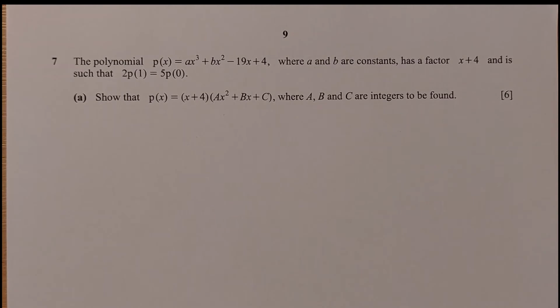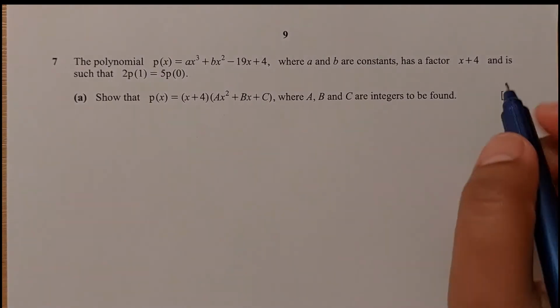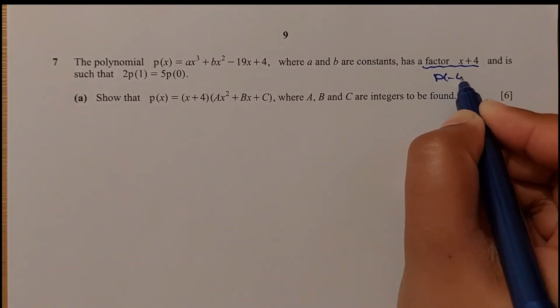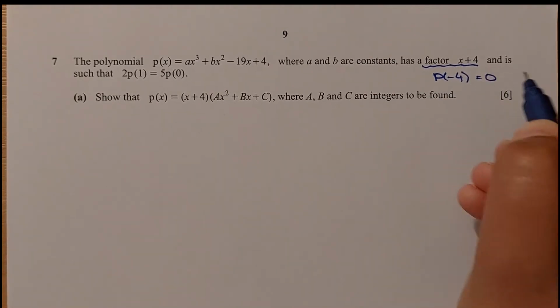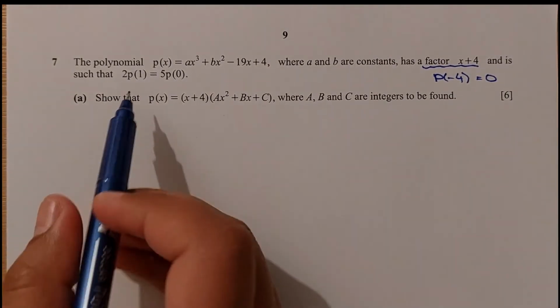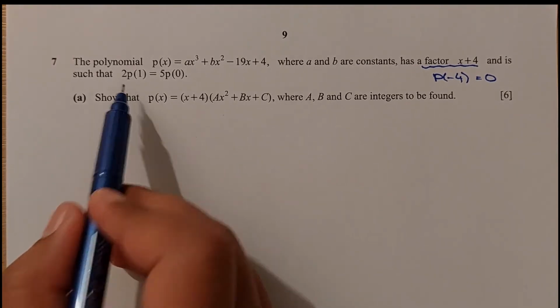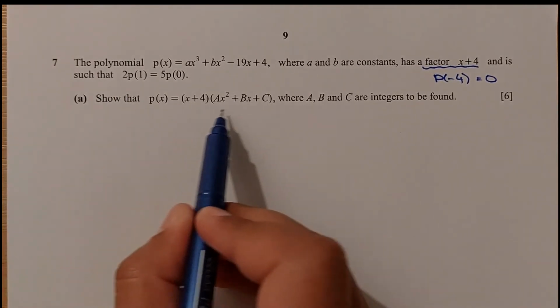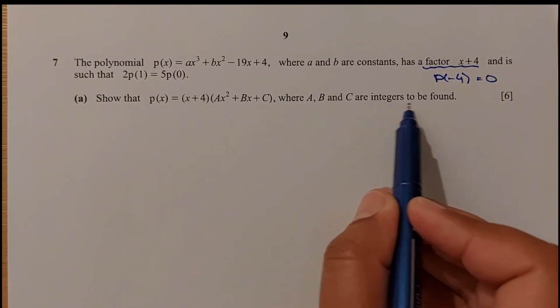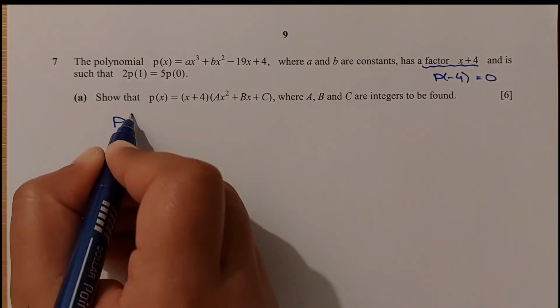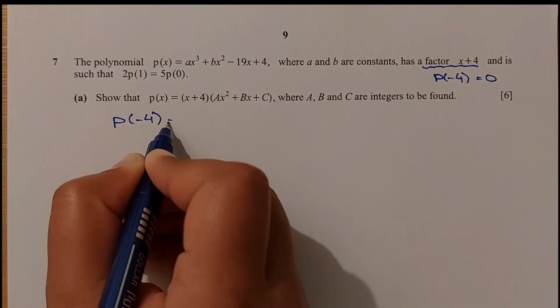Question number 7, the polynomial p of x, where a and b are constants, has a factor x plus 4. So if it has a factor x plus 4, it means p of minus 4 is equal to 0, and it is such that 2 times p of 1 equals 5 times p of 0. In part a, show that p of x equals this, where a, b, c are integers to be found. So first we need to find p of minus 4 and put it equal to 0.